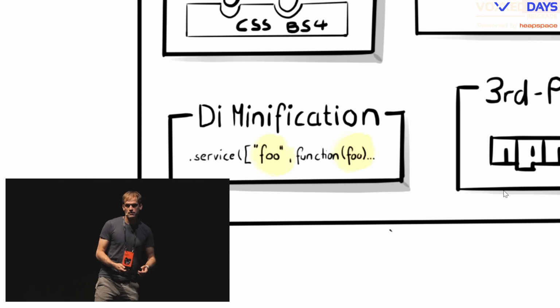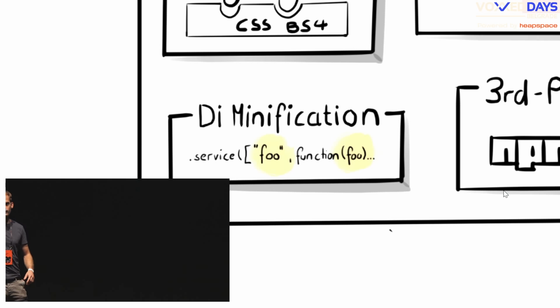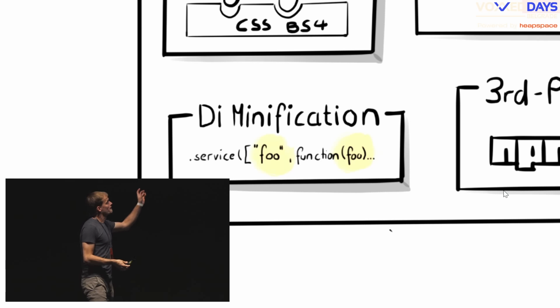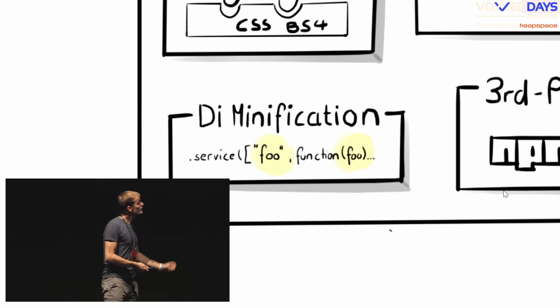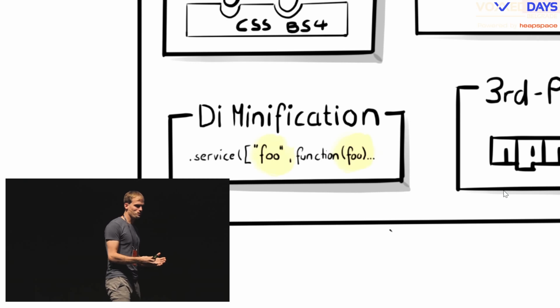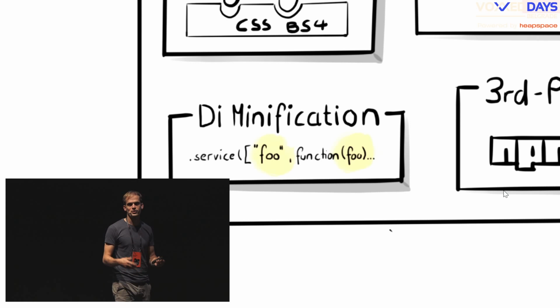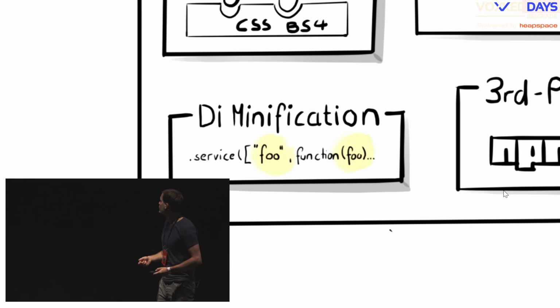Next thing is the DI minification. Who knows what the problem here is, the DI minification problem? Some of you? Just to sum it up, when you minify your code, the parameters get minified as well, and Angular goes by the actual name to figure out what you want to inject. This is not a nice task to do, because you have to do it manually. You have to define the string as well.